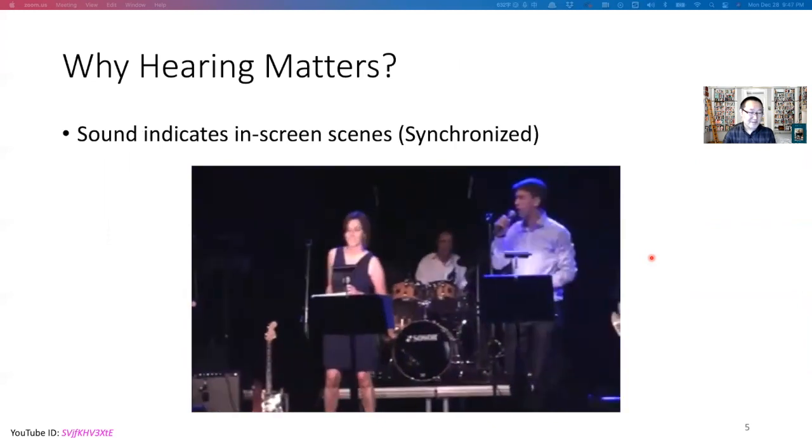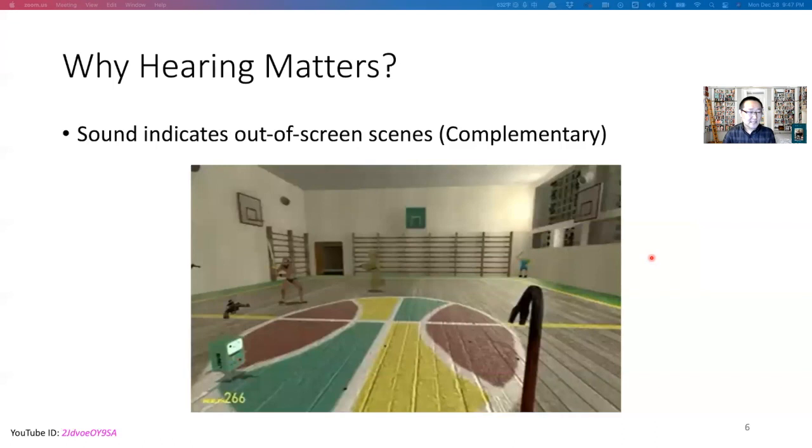We can see that from either audio and visual content, we can easily know what is happening in the video. Then sound indicates out-screen scenes.